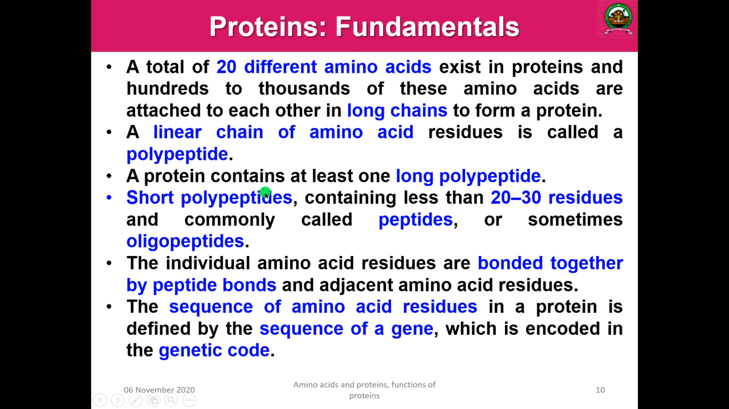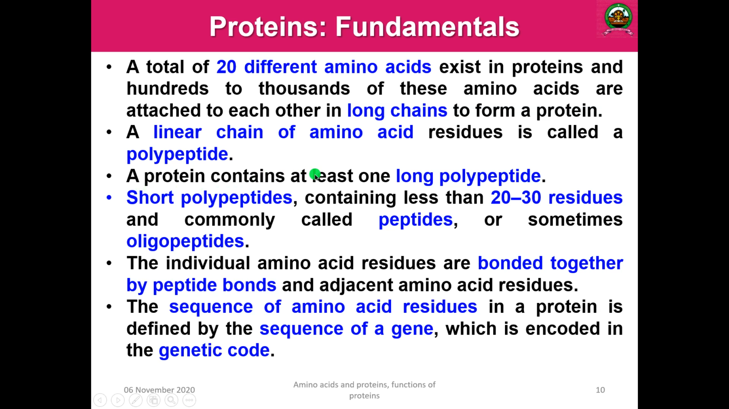As I said, there are a total of 20 different amino acids that exist in protein, and hundreds to thousands of these amino acids are attached to each other in a long chain to form a protein. The proteins are linear chains of amino acids which are called polypeptides. Proteins are polypeptides and DNA is polynucleotides. Don't confuse, proteins are polypeptides, DNA are polynucleotides.